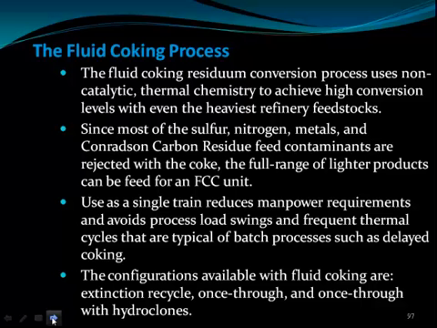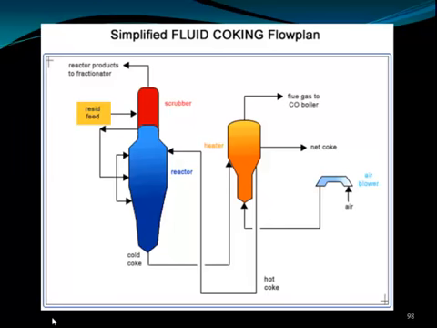The configurations available with fluid coking are extinction recycle, once through, and once through with hydroclones. So here you can see a simplified fluid coking flow plan. The reaction comes, then different fractions are removed, then cold coke is fed to the heater, where the net coke and flue gas carbon monoxide boiler is separated. So here we are trying to minimize the loss of the feed into the coke formation.